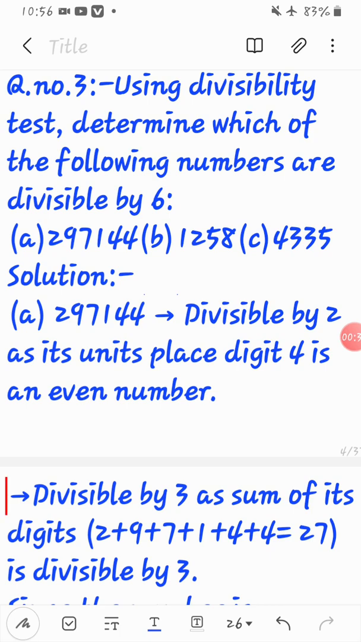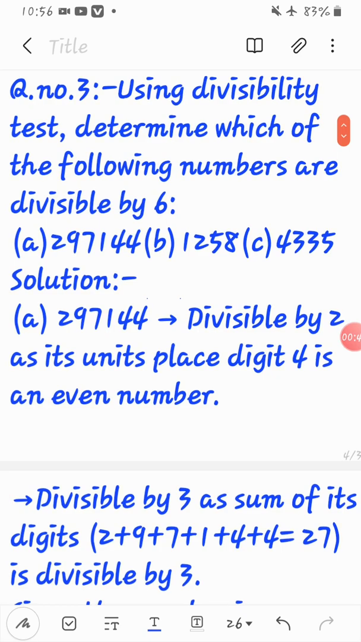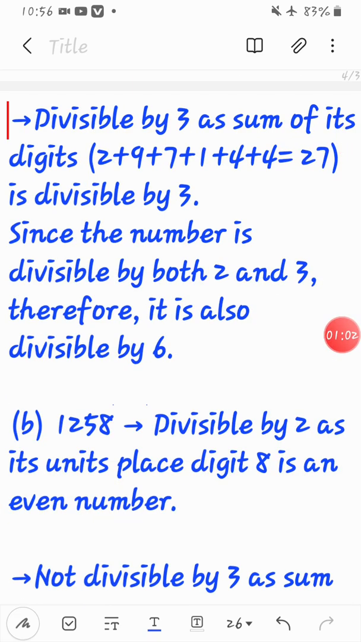2,97,144. We can see the last digit is 4, so it is divisible by 2 as its units place digit 4 is an even number. Next, it is also divisible by 3 because the sum of the digits, 2 plus 9 plus 7 plus 1 plus 4 plus 4, is 27, which is directly divisible by 3. That means it satisfies the divisibility rule of 2 and of 3, so it is divisible by 6. Understood? Since the number is divisible by both 2 and 3, it is also divisible by 6. Hope you have understood this.